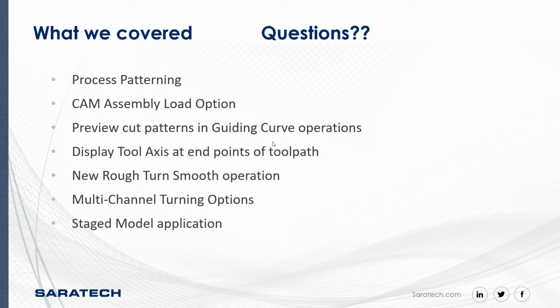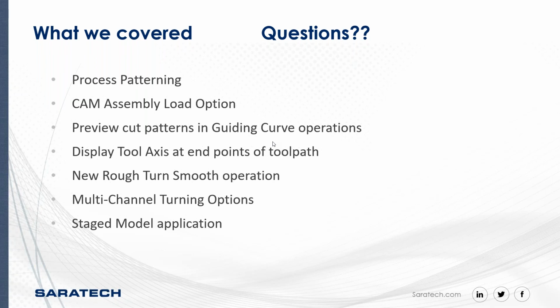So what we've covered is the process patterning, where you can use modeling techniques to pattern your operations. You can now have a button for always loading an assembly in fully load for a CAM when you enter manufacturing. And they added a nice little button for guiding curves to preview the cut path or the cut pattern. And you can now see your tool axis just with a click of a button of any operation to get a quick peek at, mainly to see if you did something wrong.